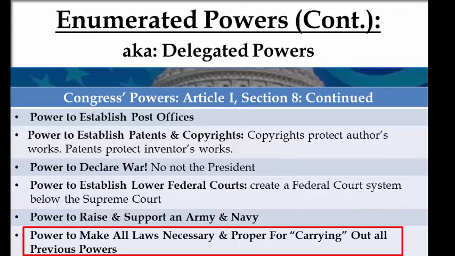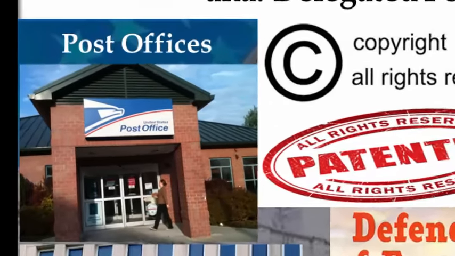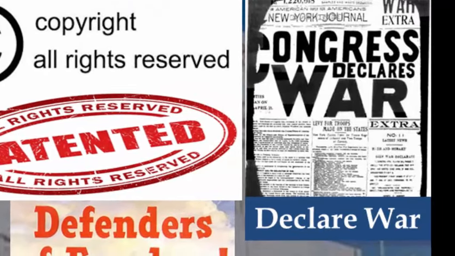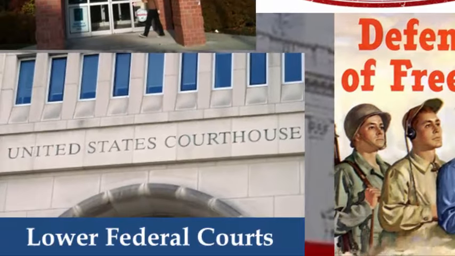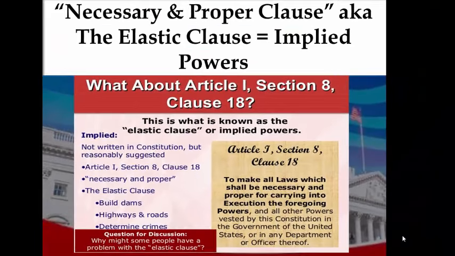Congress has the power to make all laws necessary and proper for carrying out all the previously listed powers. And this last quote-unquote power opened up a lot of opportunities for Congress, and these are the words that we'll debate over even more. But before we look at this final complicated power, let's review the other enumerated powers. We see the power to create post offices, copyrights and patents, declare war, create lower federal courts, and raise and support an army.